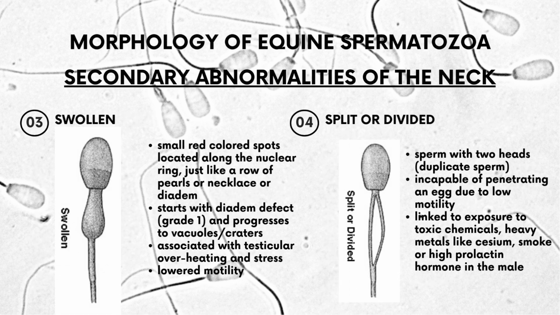Another neck abnormality is swelling. In some cases, small red spots form along the nuclear ring, resembling a necklace or diadem. This diadem defect is associated with testicular overheating and stress, which reduces sperm motility. In other cases, sperm may have split or divided necks, with two heads attached to a single neck. This defect significantly impacts the sperm's motility and is often caused by exposure to toxic chemicals or heavy metals.